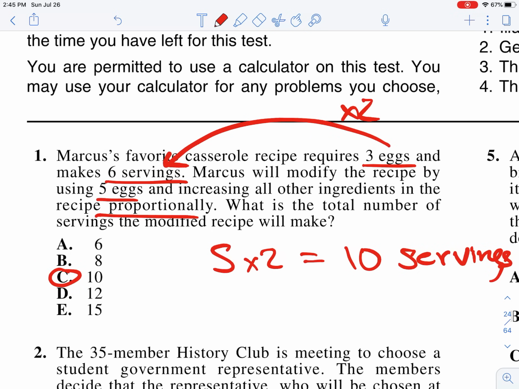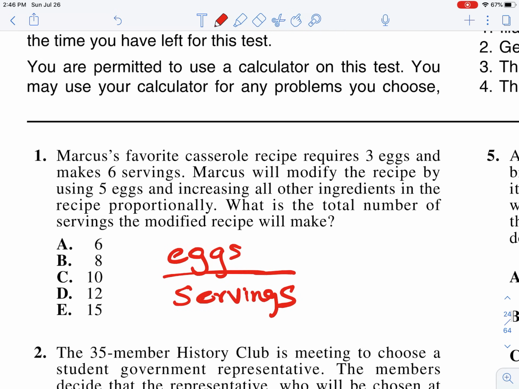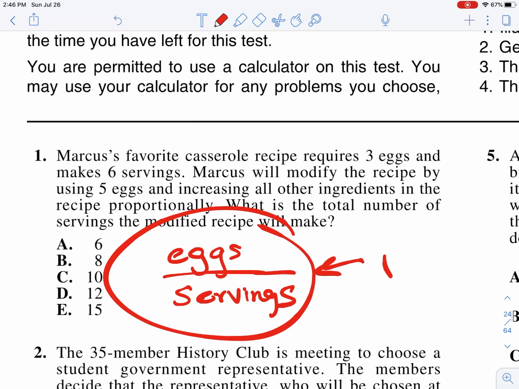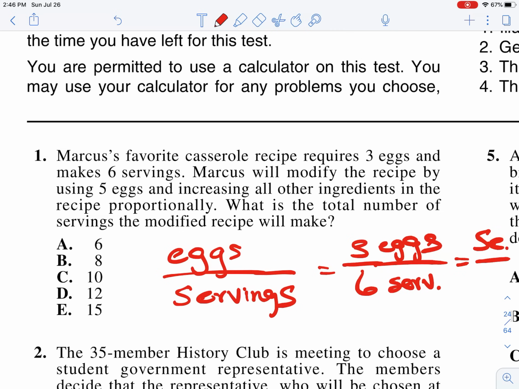Now that's one way to look at it. Now, if you didn't notice that your first time through, there's another way to do it by drawing out a proportion. So your ratio of eggs to servings is always going to be the same because, again, this is your proportion. You have to stay true to this every single time, regardless of what number of eggs or servings you have. So if you have 3 eggs, you're always going to have 6 servings. And so let's just write eggs, divide by 6 servings. Now, if you have 5 eggs, that means you're going to have X number of servings.